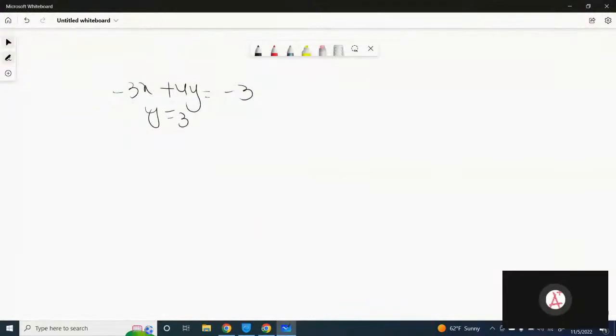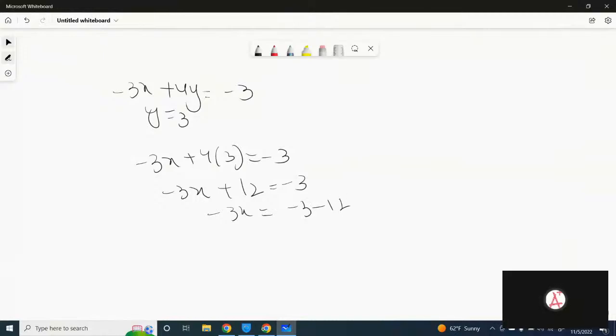Just replace the y with the value, so it would be negative 3x plus 4 times 3. So 4 times 3 is 12 equals negative 3. Move the 12 to the other side, so it would be negative 3 and negative 12. So negative 12, negative 3 is negative 15. So divide both sides by negative 3. So then x equals 5.